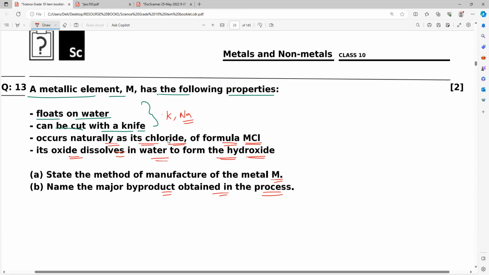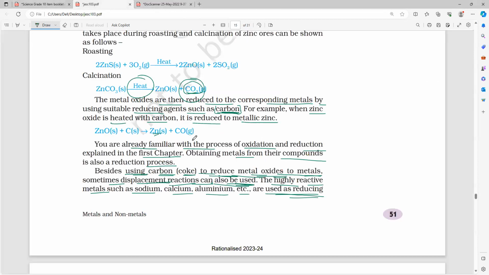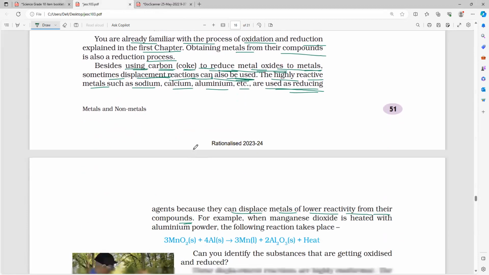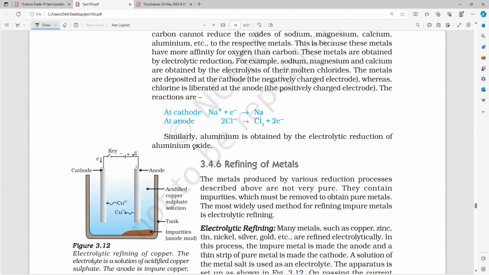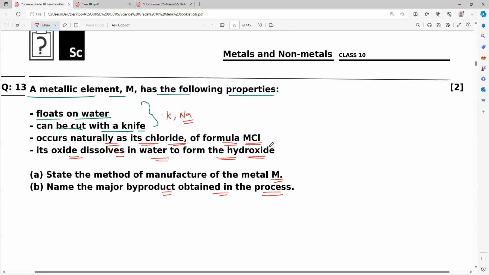Anybody? Try to guess at least. Floats on water, can be cut with a knife, occurs naturally as its chloride of formula MCl. Chloride, MCl. M means it is a metal. So what is that? NaCl. Understand? Sodium chloride. It will exist with the formula MCl.